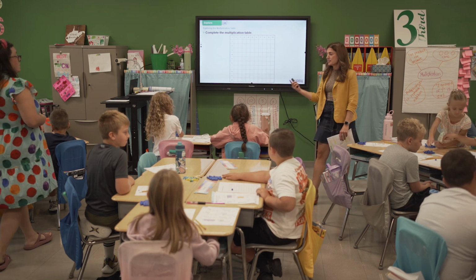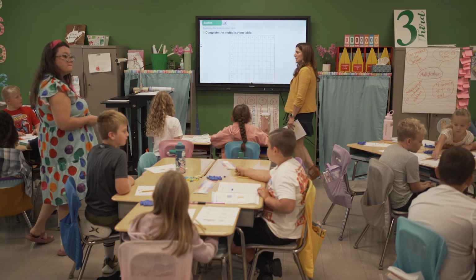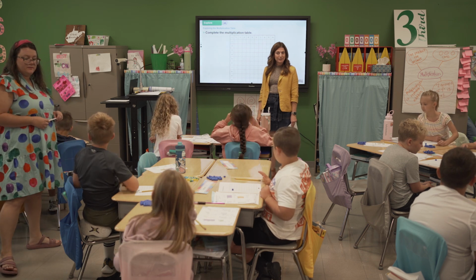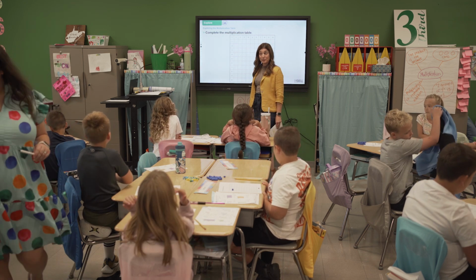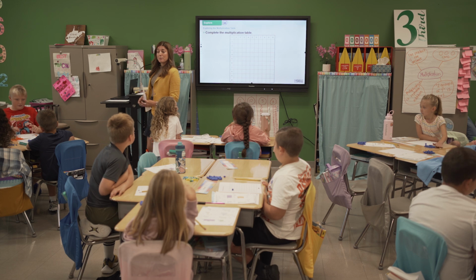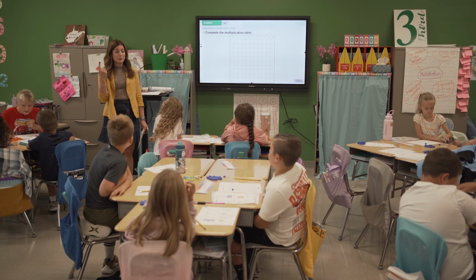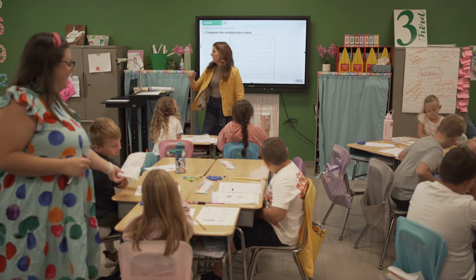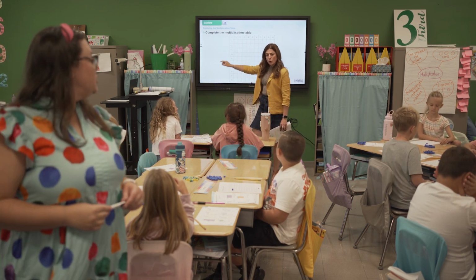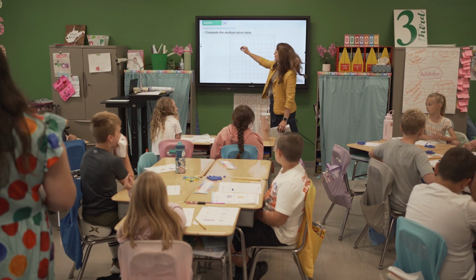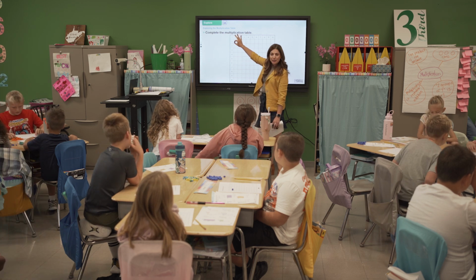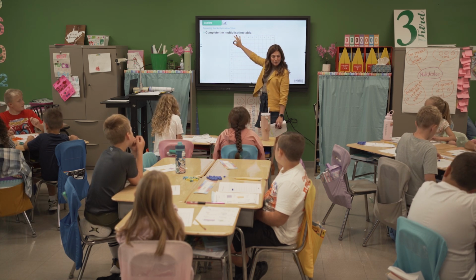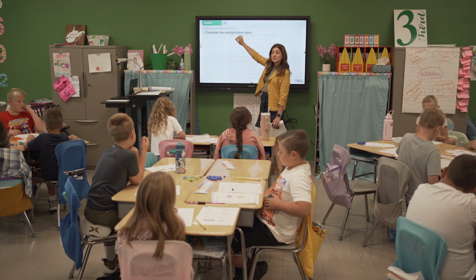Okay, so I want to see your eyes right now. Did you just build an array? What are arrays made of? Remind me. An array has rows and columns. If I have one unit cube right here, how many rows? One. How many columns?